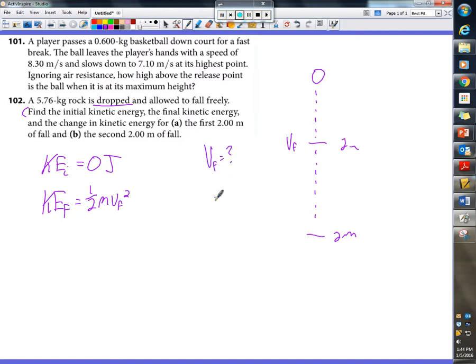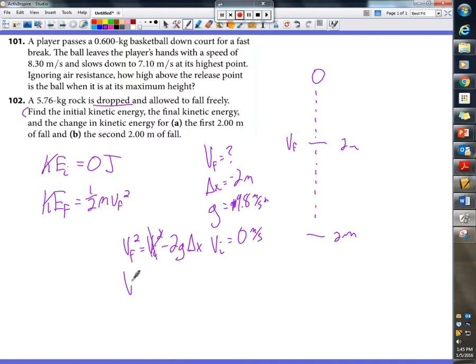So we want to know V final. We know delta x is -2 meters. We know that g is equal to -9.8 meters per second squared, and it's just 9.8. The negative's already in the equation. And VI is equal to 0. Looking at our kinematics equations, we can pull out this guy. VF squared is equal to VI squared minus 2g delta x. That's just the one for free fall. The normal version of it is plus 2a delta x. But either way, same thing.